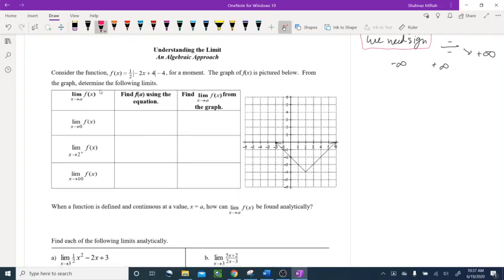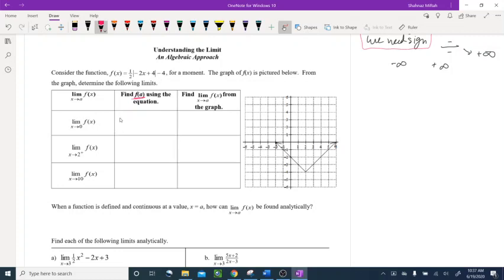Okay, let's try. Consider the function f of x equals half absolute value of negative 2x plus 4, minus 4. The graph of f(x) is pictured below. From the graph, determine the following limits. So up here, I'm doing it algebraically, plugging in the 0 in this function. Limit as x approaches 0 of f of x, and technically they are asking to find f of a. You know a in this case is 0. So I'm going to plug in that 0 in this equation.